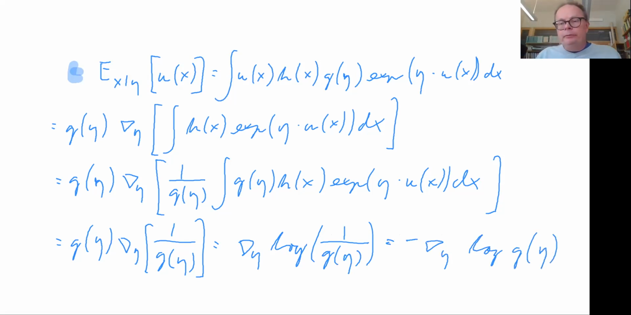Okay, so this was just some small computations at the end. We're not going to use this, but I thought it might be interesting for some.